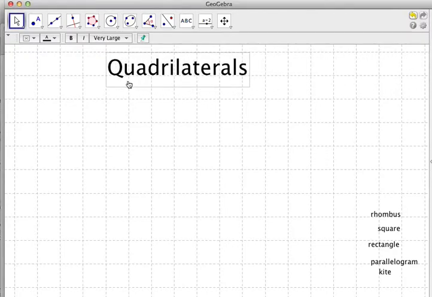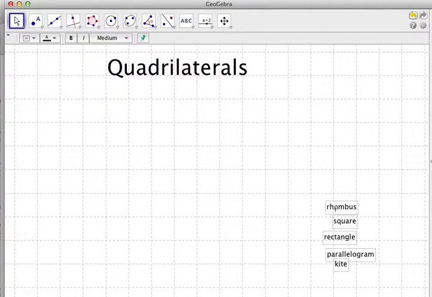This video looks at quadrilaterals. That means polygons with four sides. And here are the most common quadrilaterals. I'll be using this application, Geogebra, to create some quadrilaterals and pull them into different shapes.